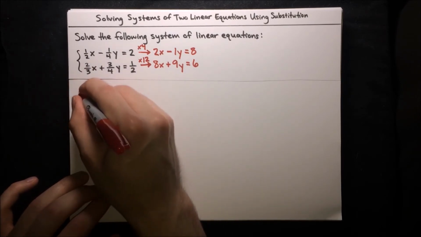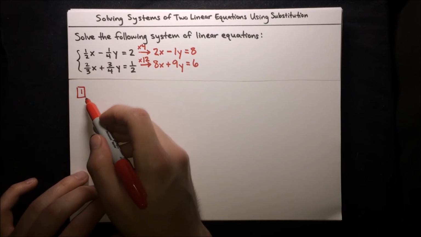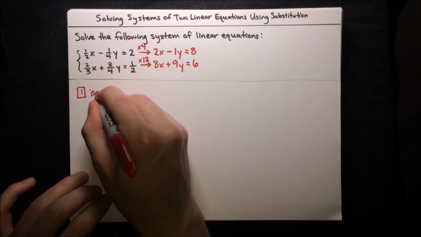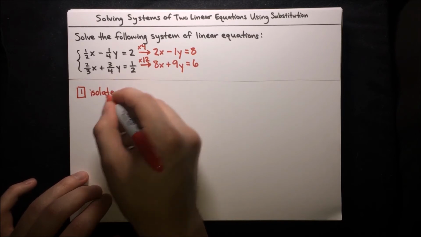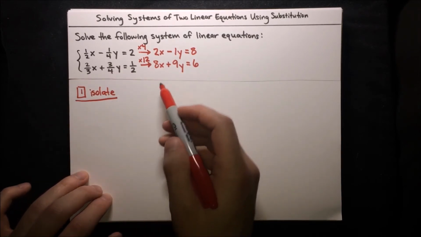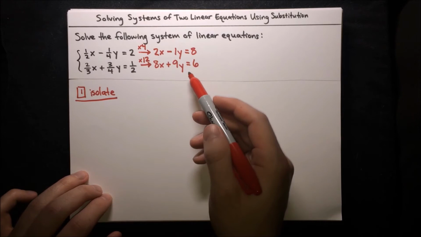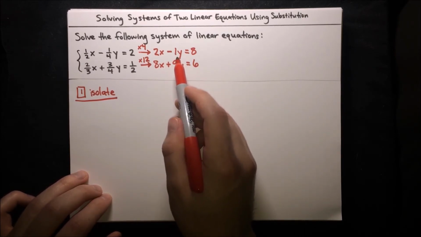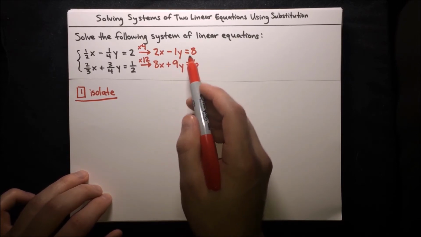So first step in substitution, of course, is to solve for one of the variables in terms of the other. In other words, we want to isolate one of the variables. So first step, isolate. Now, what equation do we want to use to isolate what variable? Well, how about we isolate that minus 1y? Again, that just has an easy coefficient in front. Minus 1 is easy to deal with, so let's just choose that.